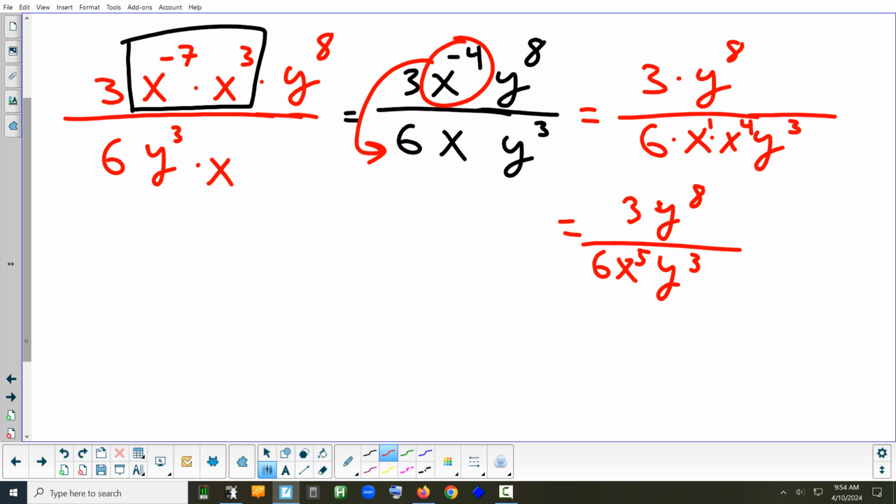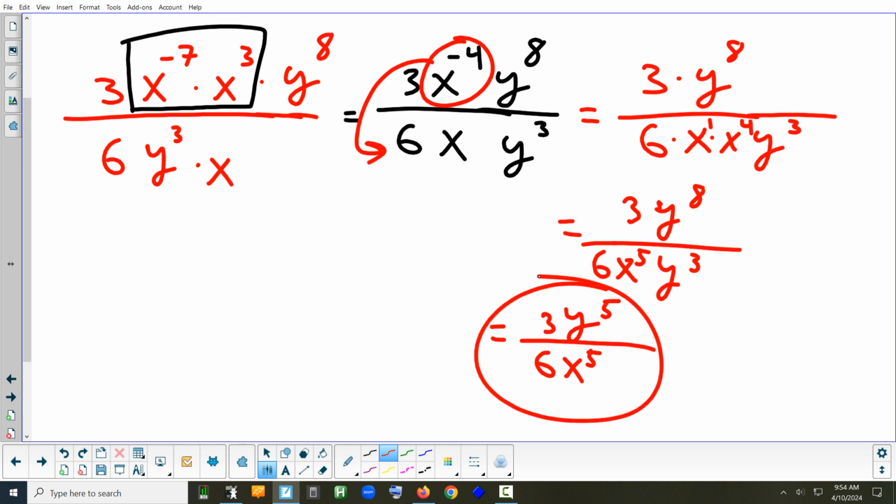And do we see the same letter more than once? Yes. What letter still appears more than once? y. So the 3 and the 6 are okay. The x is okay. What do we do when we have the same letter in the top and the bottom? What do we do with the 8 and the 3? Subtract. Where do we have more y's, top or bottom? Top. So the final answer goes in the top. What's 8 minus 3? 5. That was a little tricky. It had lots of rules in it.